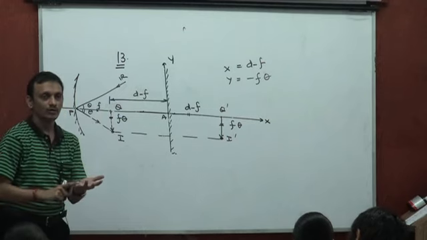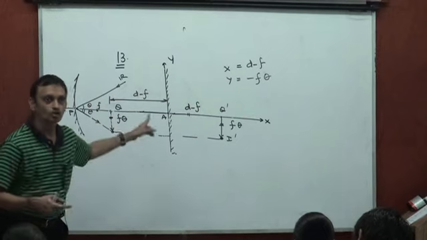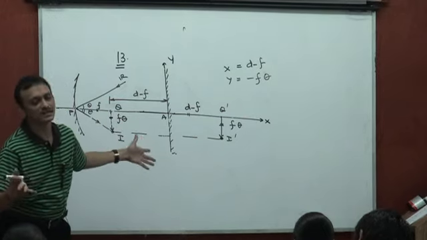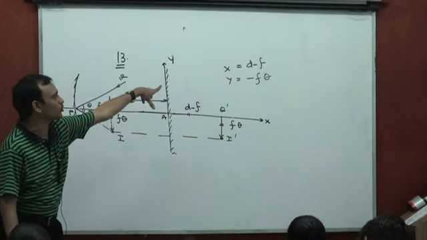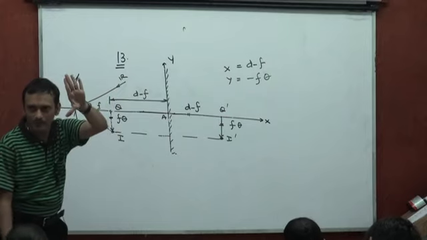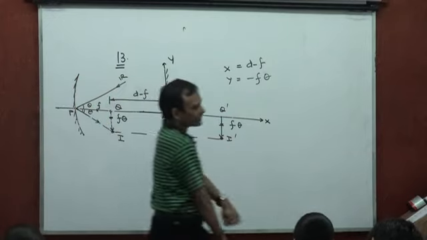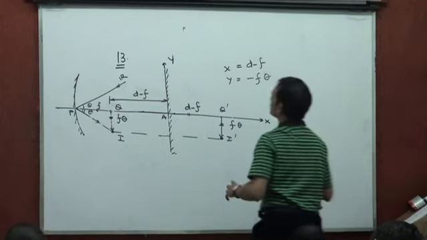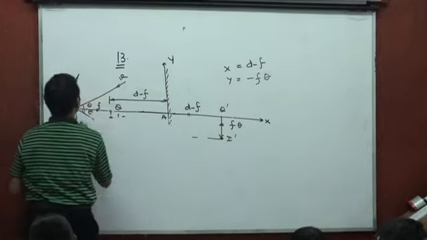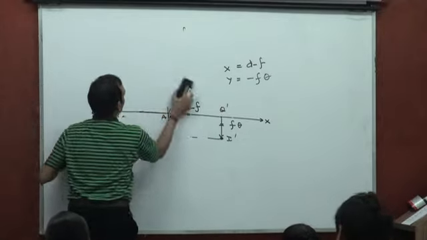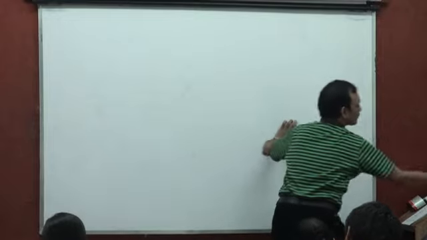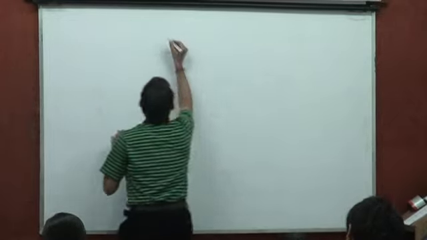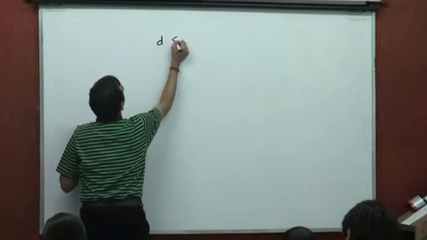Two, let me draw a fresh ray diagram for when d was less than f, and see what's going to happen. For d greater than f, these would be the coordinates of the final image. Not a problem, right? What if d was less than f?